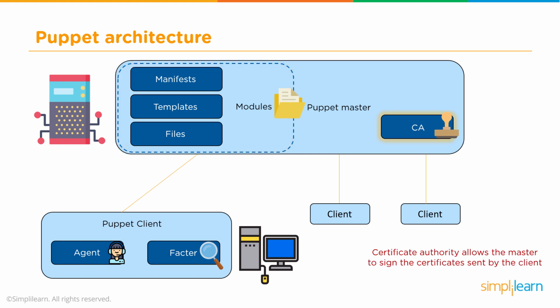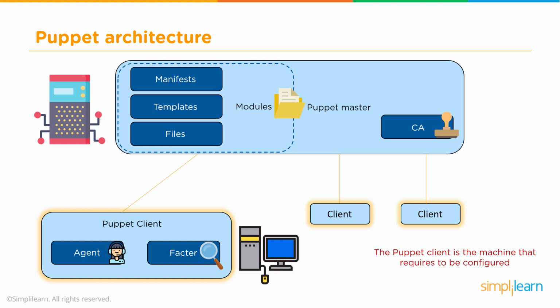This is the most important component of the Puppet Master, CA, which stands for Certificate Authority. Now, as we will see later in this video, the Puppet Master and the Puppet Client communicate through an exchange of SSL certificates. So when the client sends over the certificate to the master, CA provides the master the authority to sign these certificates. The minute the master signs a certificate, the master is basically saying that yes, this client is registered with me and I agree to exchange data with this client.